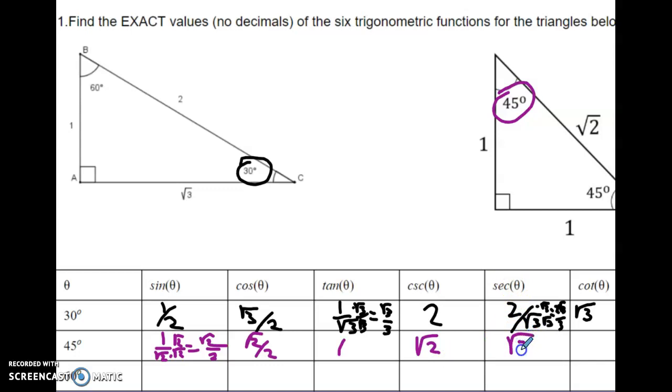And notice here on the 45, the sine and the cosine are the same because the legs are the same, so it doesn't matter if you're using opposite or adjacent. So then the cosecant and the secant will be the same. The cotangent will be the reciprocal of 1, which is 1 over 1, so still just going to be 1.